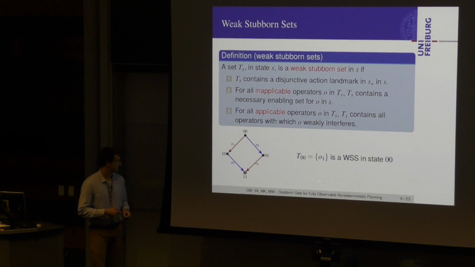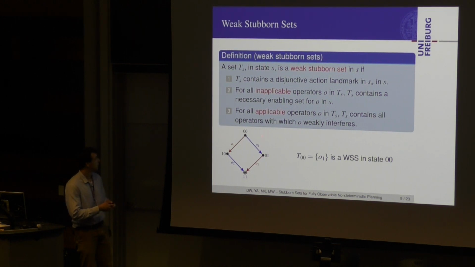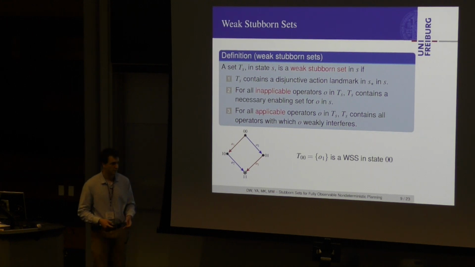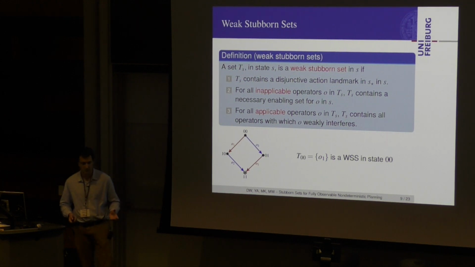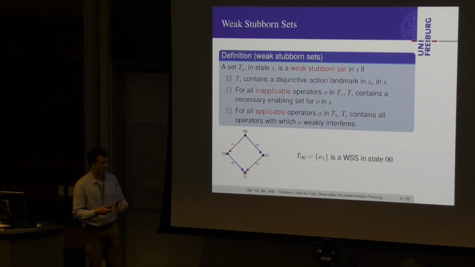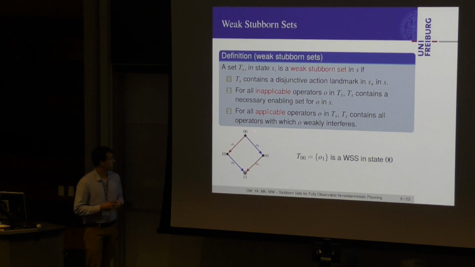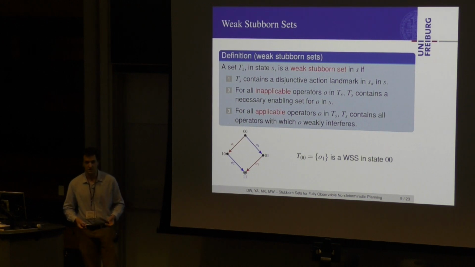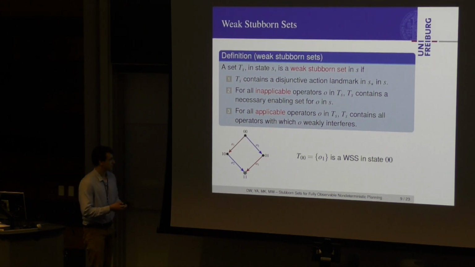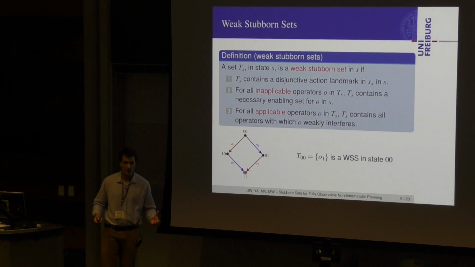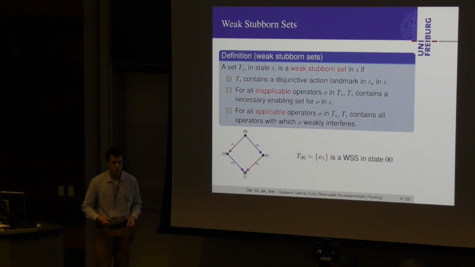All right, now a small example on that. We have two operators. We want to construct such a stubborn set, and we can do that by first adding a disjunctive action landmark, which is O1 in this case, because it achieves some fact which is relevant to the goal. After that, there are no inapplicable operators, so the second condition does not hold here, and we don't have to consider that. For the third, we look whether there are operators that weakly interfere with each other, and that's also not the case. So the singleton set here is a weak stubborn set in 0, 0. A search algorithm like A star would only apply O1 with partial order reduction turned on.